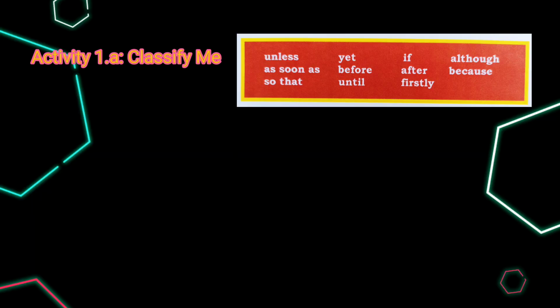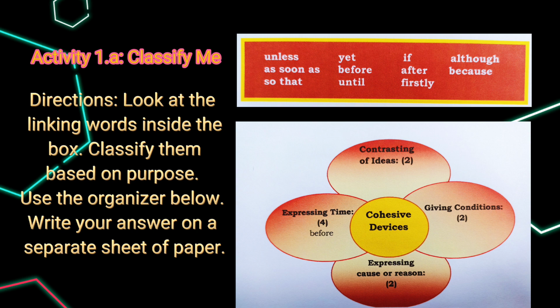Are you ready? The following activities and assessments are carefully designed in preparation for you to use cohesive devices in connecting ideas to form sentences and paragraphs. Good luck and enjoy! Activity 1A. Classify me. Directions. Look at the linking words inside the box. Classify them based on purpose. Use the organizer below. Write your answers on a separate sheet of paper.